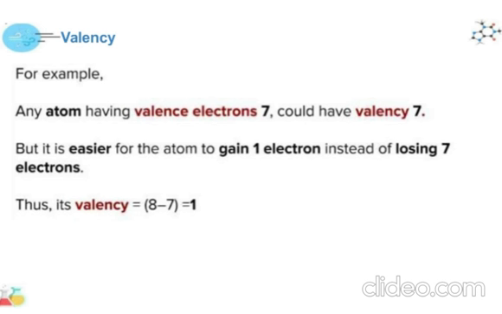Alright. If an atom has 7 valence electrons, it could have valency 7 also. But it is easier for the atom to gain 1 electron instead of using 7 of them. Therefore the valency is 8 minus 7, which becomes 1. So if any atom has 7 valence electrons, the valency will be 1.